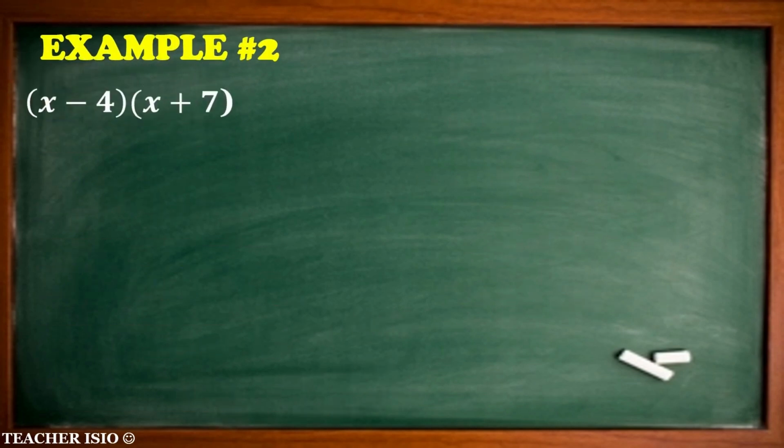In our example number 2, we have x minus 4 times x plus 7. Again, we have FOIL method.